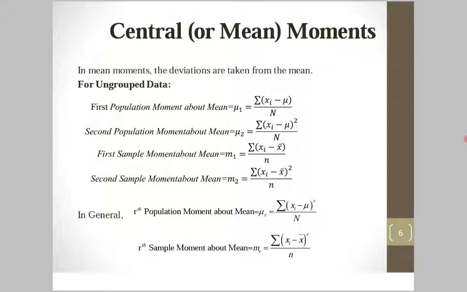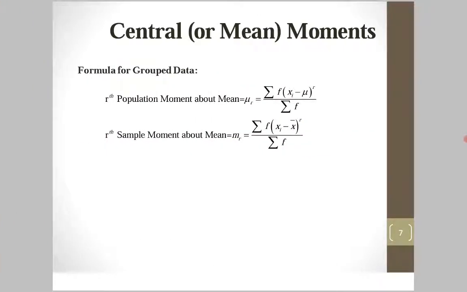So these are the different types of moments, like central moments or mean moments, for population data as well as sample data. So the formula for grouped data: the rth population moment about mean is mu r is equal to sigma f into (xi minus mu) whole power r by sigma f. The rth sample moment about mean is mr is equal to sigma f into (xi minus x bar) whole power r by sigma f.